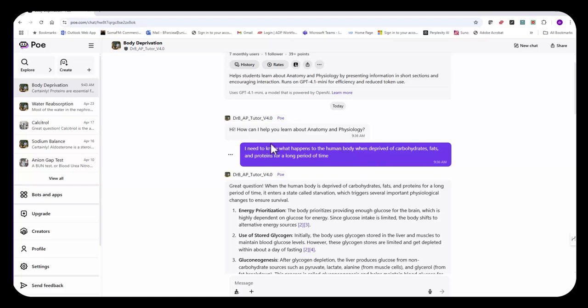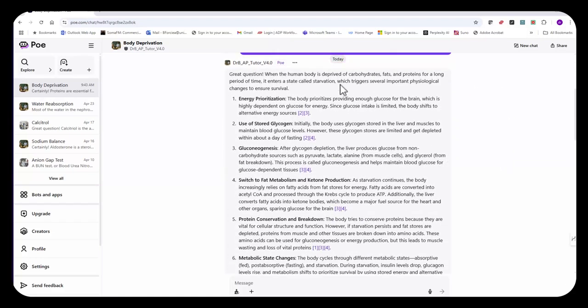What I did then is I prompted it. So it asked me, how can I help you learn about anatomy and physiology? And then here's my first prompt. I need to know what happens to the human body when deprived of carbohydrates, fats, and proteins for a long period of time. Now, what it did is it gave me a really nice answer.